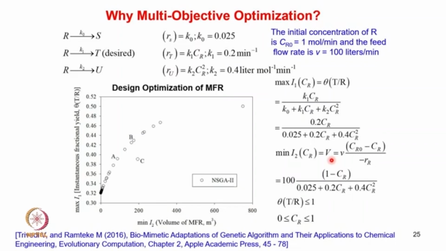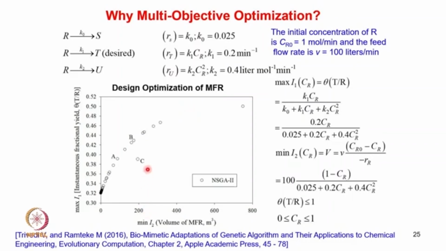So when we solve this particular problem, a typical Pareto optimal front we obtain is given by this. You can see that as the volume of the mixed flow reactor increases, my instantaneous fractional yield of the desired product is also increasing. So in order to get a higher fractional yield, I need to use a higher volume of the mixed flow reactor, isn't it? All the points on this particular curve are equally good, and these are referred to as non-dominated solutions or Pareto optimal solutions.